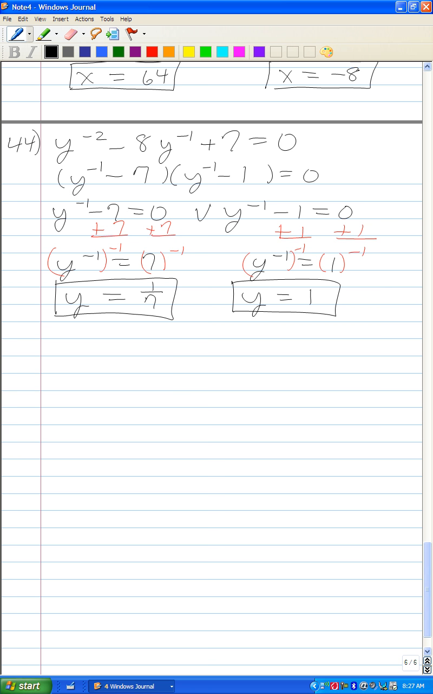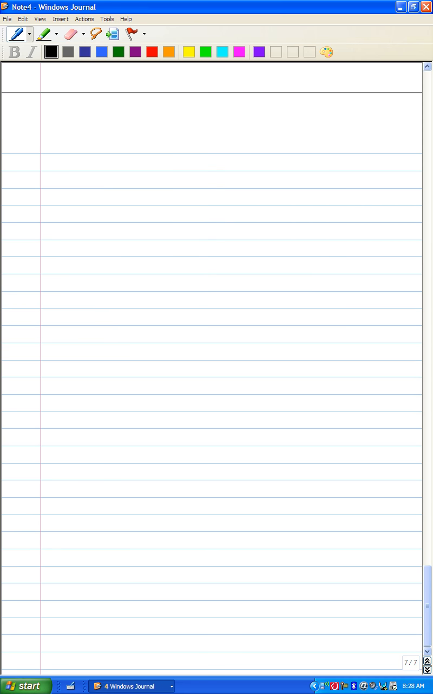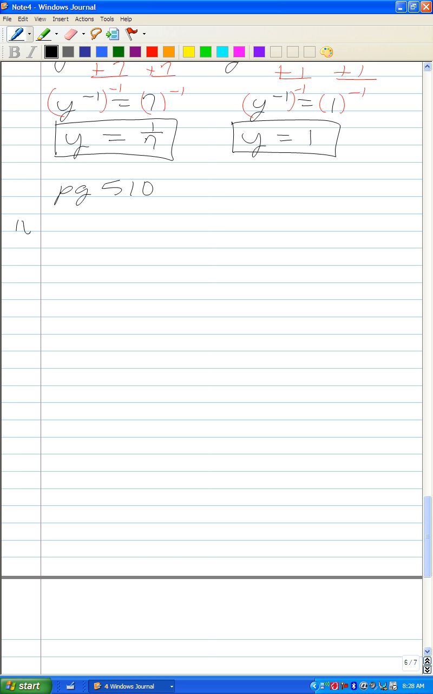Okay, so that finishes off section 8.3. Let's go on to section 8.4, page 510. Let me do problem number 10. Solve each inequality. Write the solution set in interval notation. x minus 6 times x minus 4 times x minus 2 is less than or equal to 0.